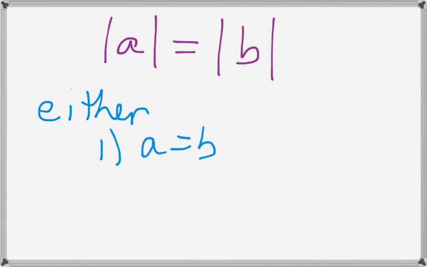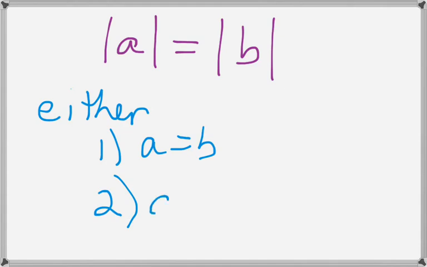For example, maybe A and B are both 10, and so the absolute value of 10 is certainly going to be equal to the absolute value of 10. But there's a second possibility. A and B don't have to be the same number. What if A was 10 and B was negative 10? This equation would still be true because we would get positive 10 on both sides.